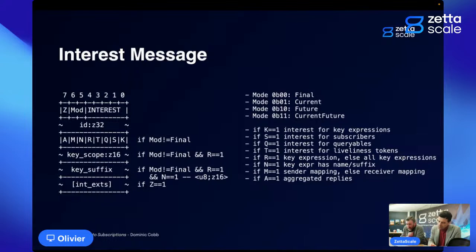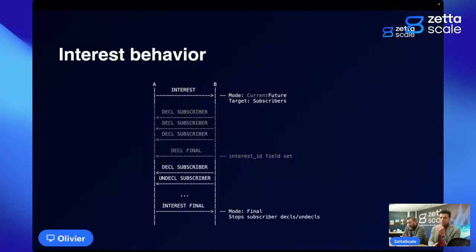But here you can see the interest message. So mainly you can ask for the current subscriptions, queryables, or the future ones, or both the current and the future ones. And you can ask for key expressions, you can ask for subscribers, you can ask for queryables, and/or liveliness tokens, which we'll cover later on. And this is a quick overview of how this protocol behaves.